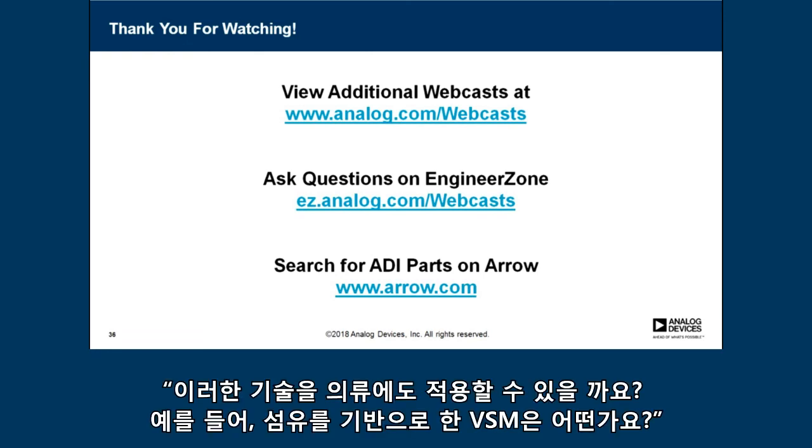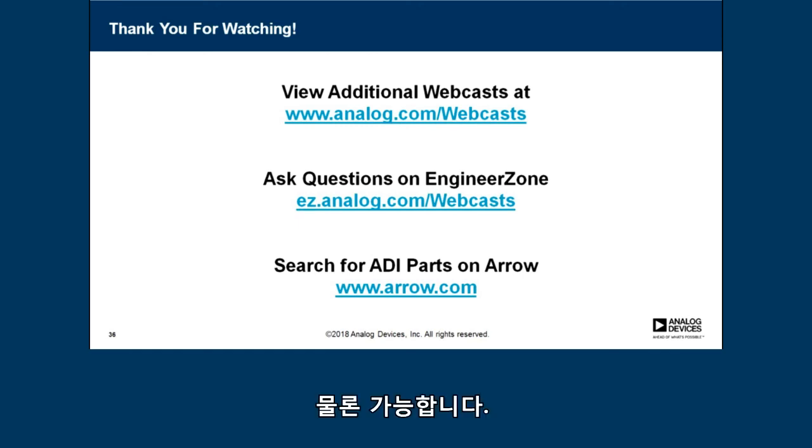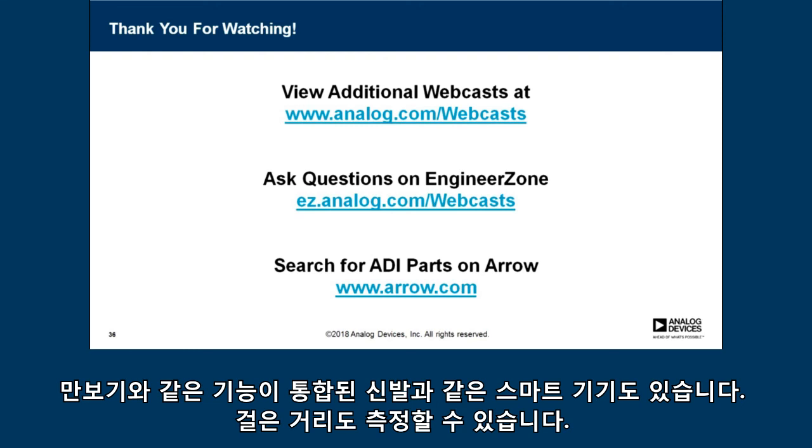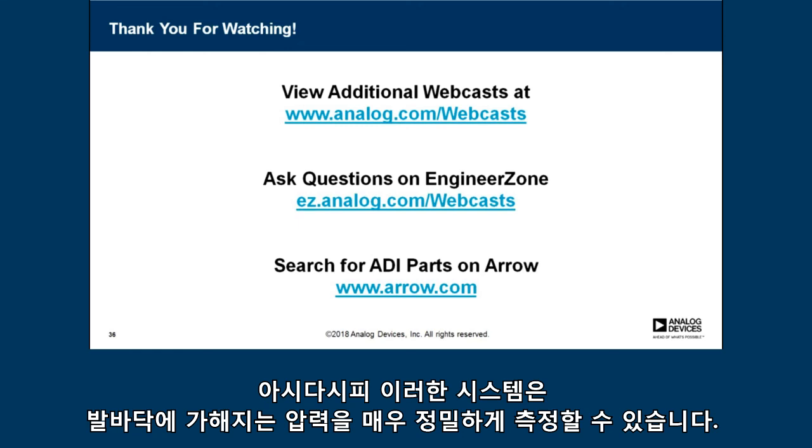It says, can this technology be incorporated into clothes, for example, textile-based VSM? Absolutely. So we talk about smart wearables or smart watches where we have the sensors integrated. But the next step is that people want to make other smart devices. You have smart devices like shoes where we have a MEMS sensor integrated that is able to measure the steps and the distance of the steps. But you see also that with that you can, for instance, measure very precisely the pressure on the sole.